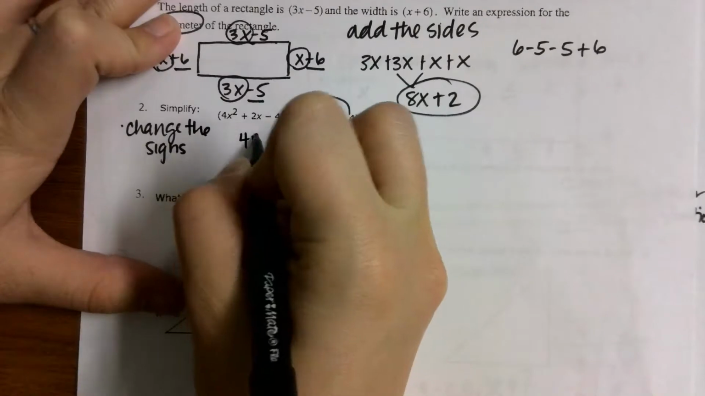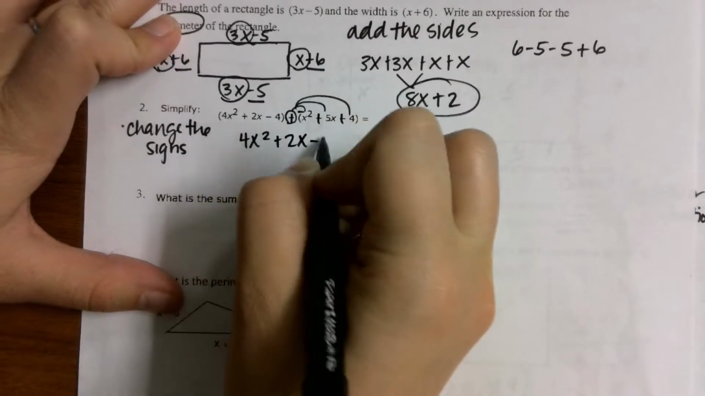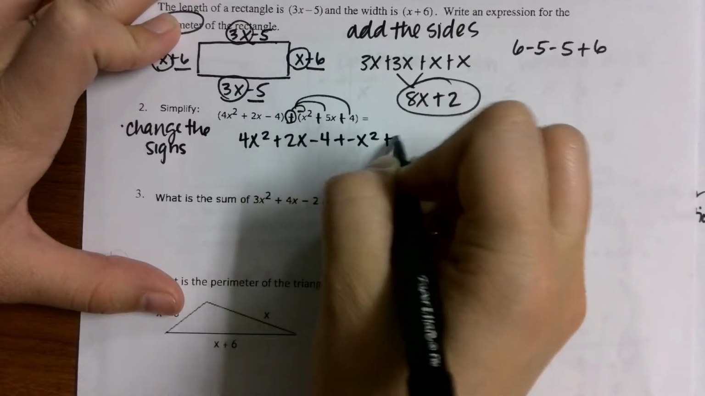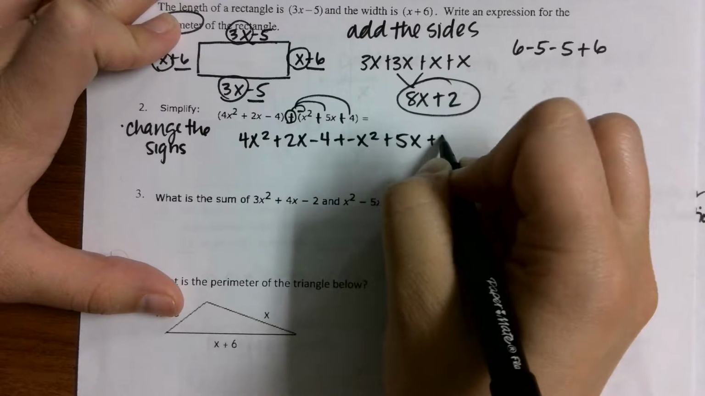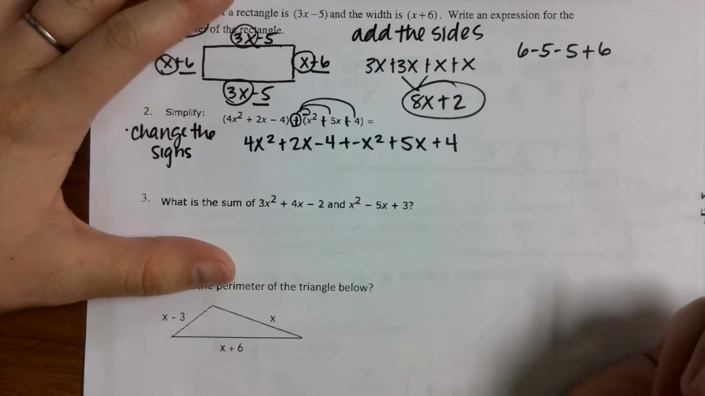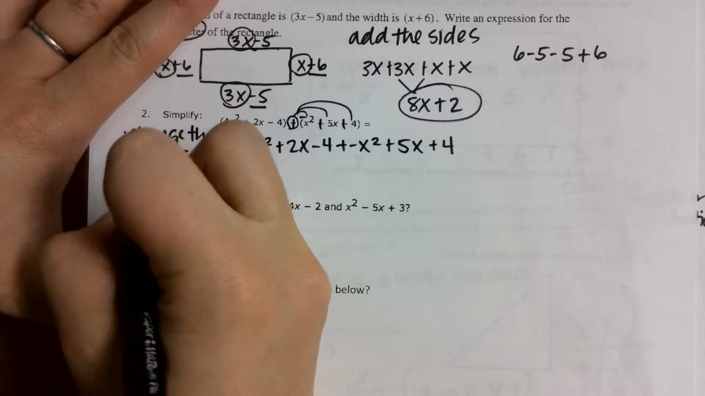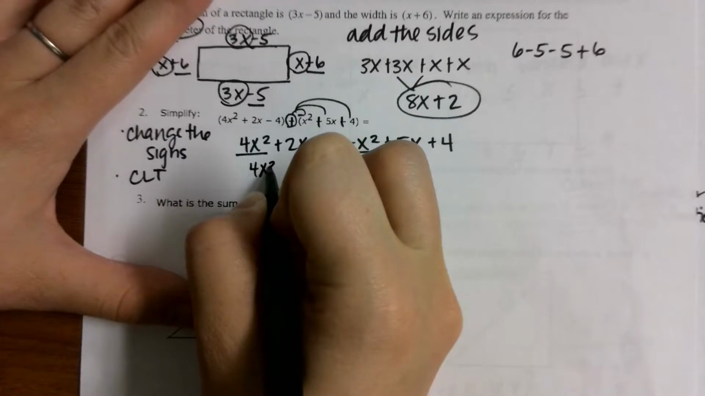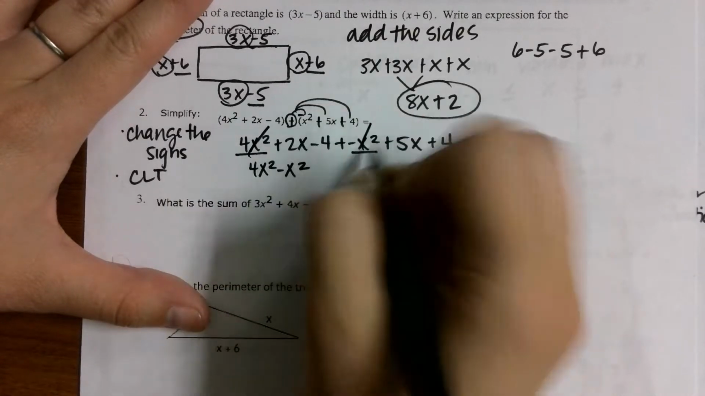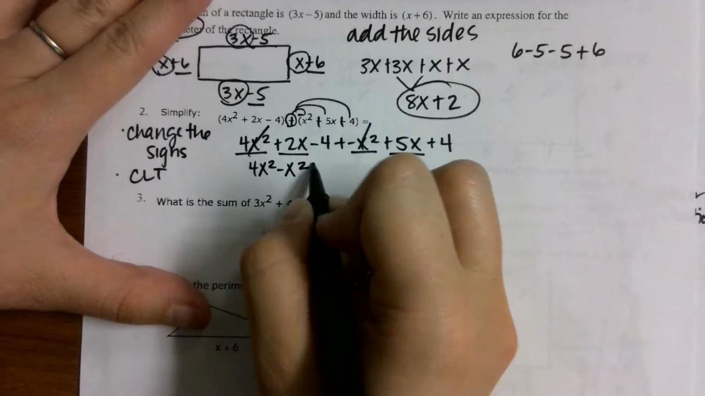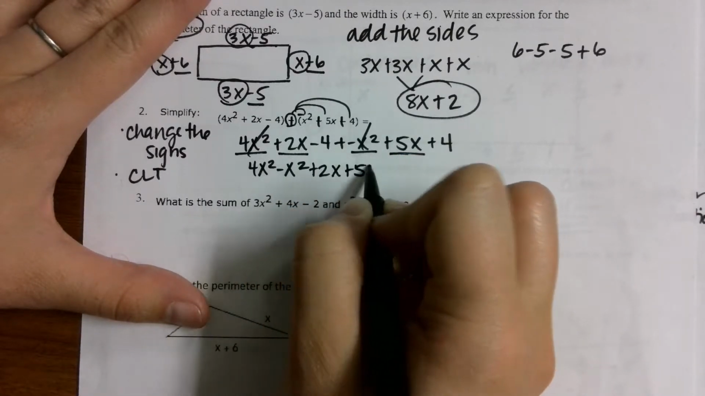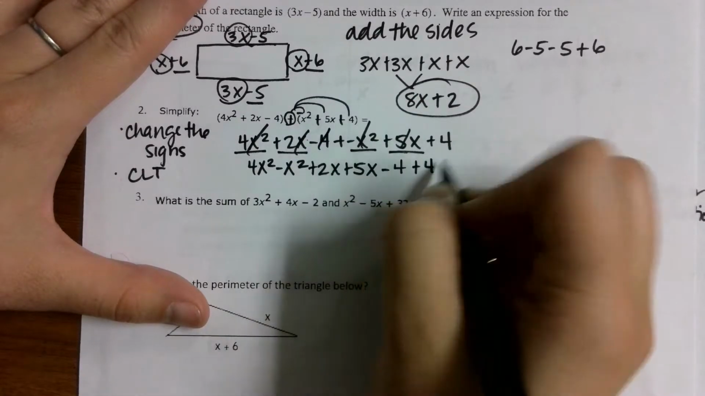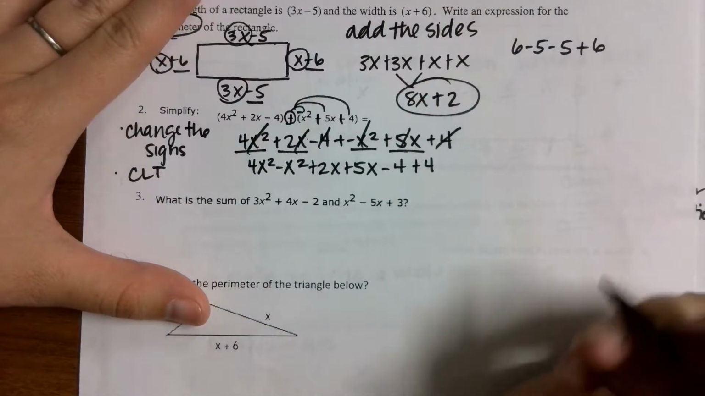The first parentheses we don't change. 4x squared plus 2x minus 4 plus negative x squared plus 5x plus 4. That's changing all of our signs. Now we just need to CLT, combine like terms. 4x squared minus x squared. Positive 2x, positive 5x. Minus 4 plus 4.